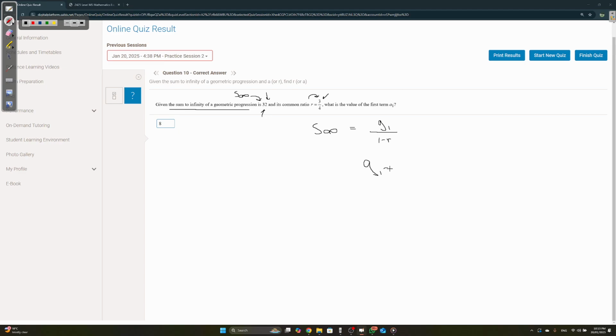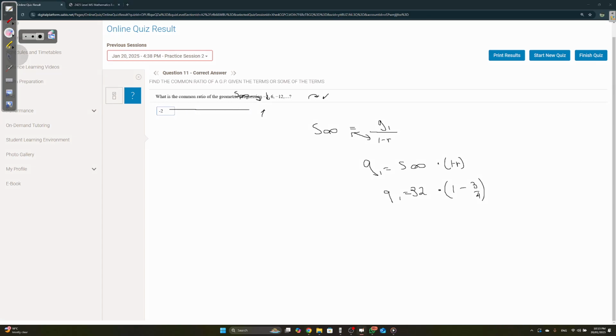So g1 is actually just equal to the sum to infinity times 1 minus r, if you just cross multiply. So g1 would be equal to the sum to infinity, which is given in the question as 32, times 1 minus r, being 3 over 4. You can just do this on your calculator, and you should get 8.